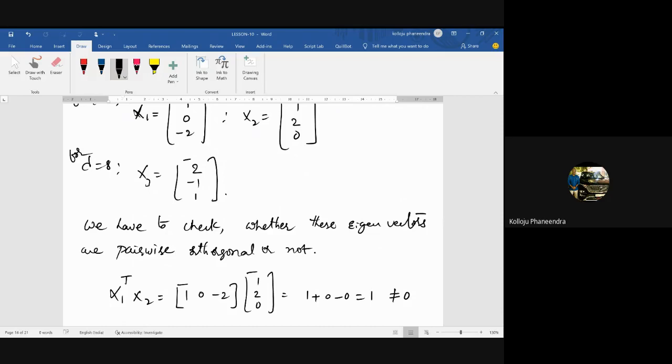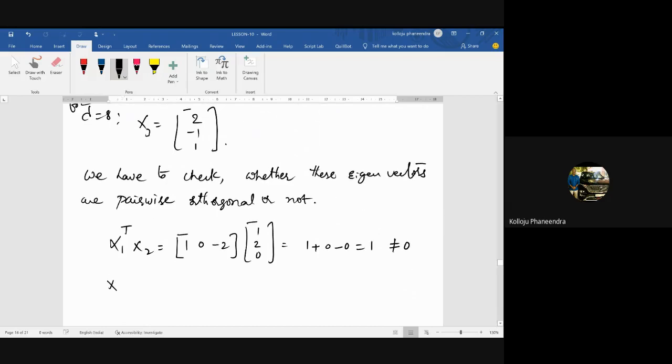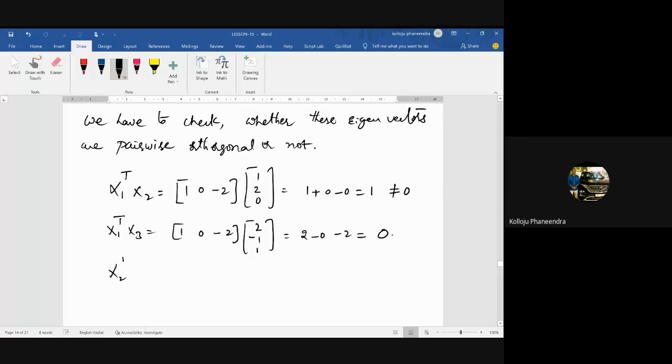Okay. Next one. Let me try x1 transpose x3. 1 0 minus 2. And what is the third one? 2 minus 1 1. So product is 2. This is 0 and minus 2. Yes, this is 0. This is true. x1 and x3 are pairwise orthogonal. Now another one. x2 transpose x3. x2 transpose means 1 2 0. This is 2 minus 1 1. This is 2 minus 2, and this is 0. So this is also 0.